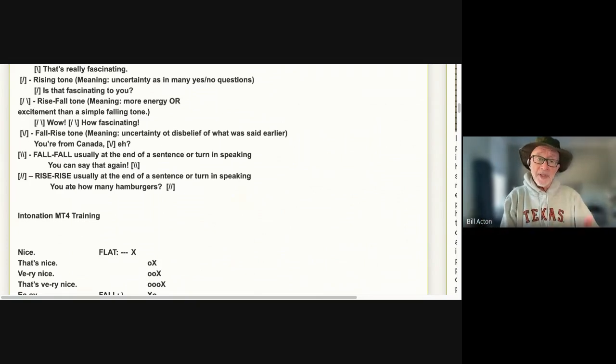And then the other one is that rise, which is again kind of too much excitement. You ate how many hamburgers? Way up. Normally the rise, you ate how many hamburgers? So you basically take it up again, the same amount of space. Almost up to the top of your head, like that. But again, that's expressing maybe a lot of excitement.